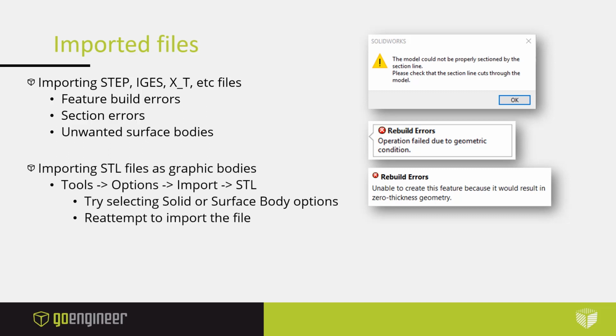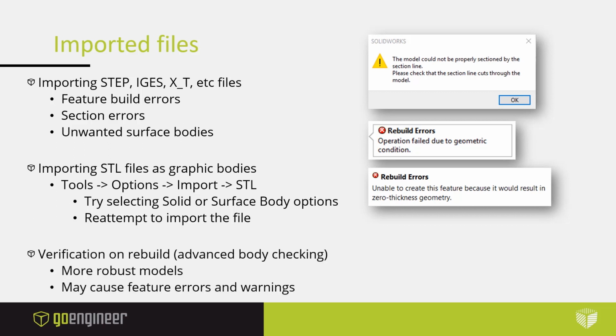If you're using STL files and you're maybe getting graphics bodies when you want solid or surface bodies, you can change those in the import options, similar to where you'd find the 3D interconnect option. So you can select solid or surface how you want to import that STL file.